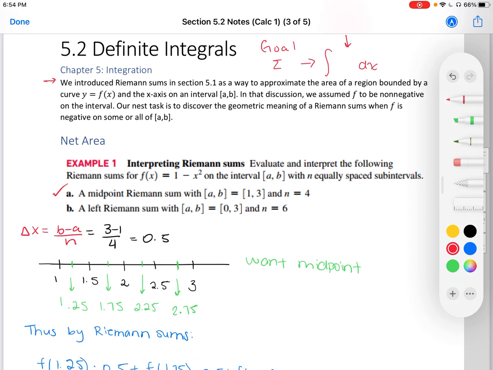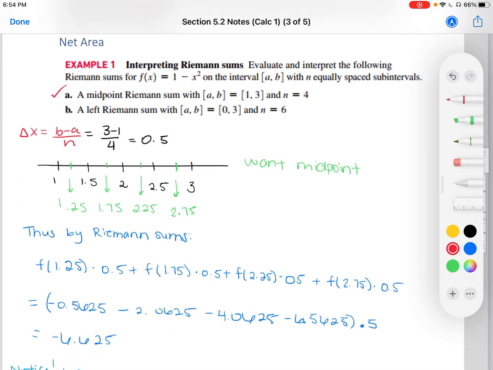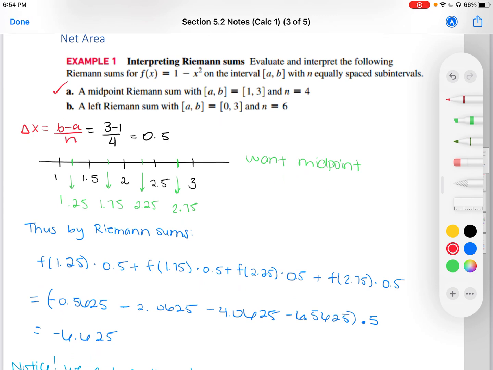We introduced Riemann sums in section 5.1 as a way to approximate the area of a region bounded by a curve y equals f of x and the x-axis on an interval from a to b. In that discussion, we assumed f to be non-negative on the interval. Our next task is to discover the geometric meaning of a Riemann sum when f is negative on some or all of a to b. So what do you think happens? Let's take a look at an example.